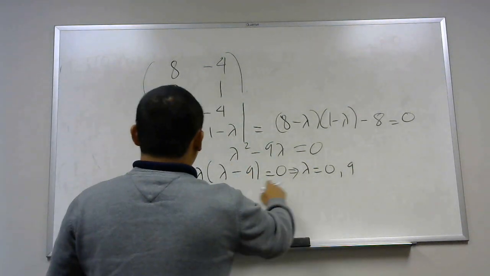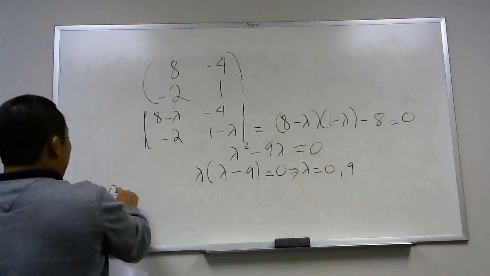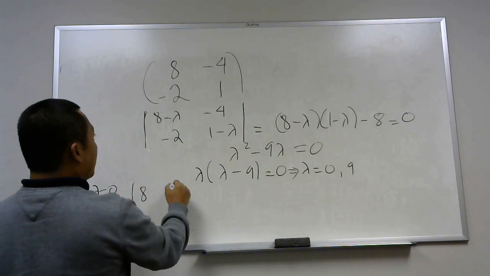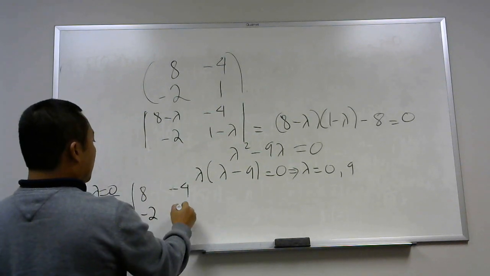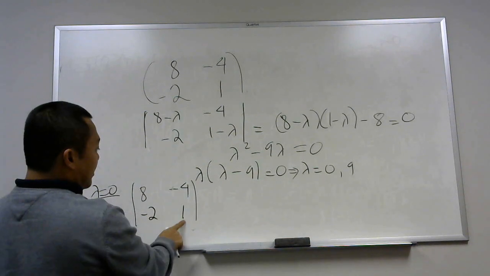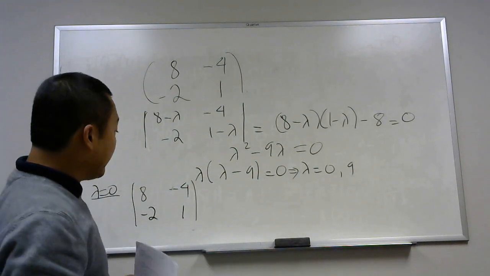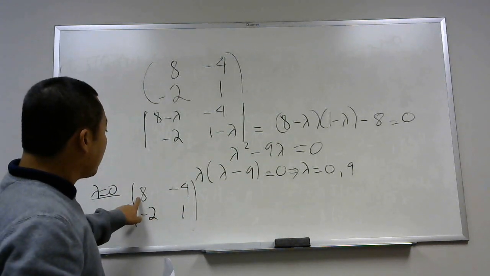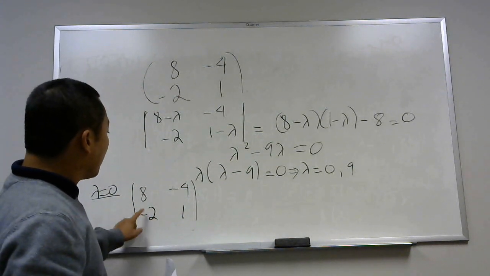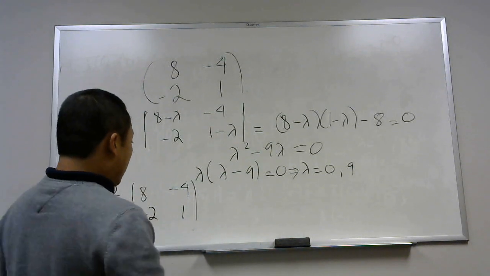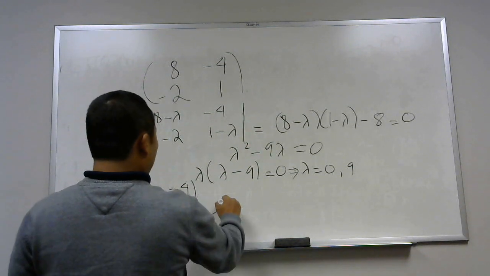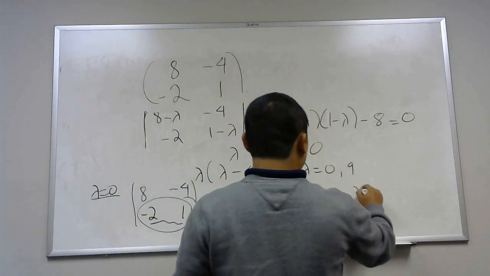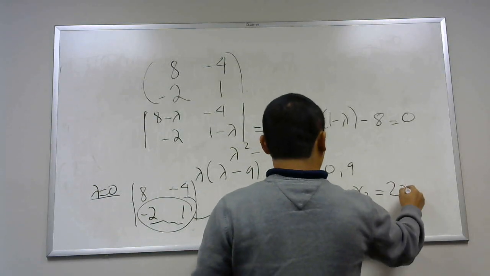Let's find eigenvectors for 0. When lambda equals 0, I plug 0 into this matrix. I have 8, -4, -2, and 1, right? Then I will take the second row, because in fact they are the same: the first row is equal to the second row multiplied by -4. So from the second row, I write -2x1 plus x2 equal to 0, and then I have x2 equal to 2x1.